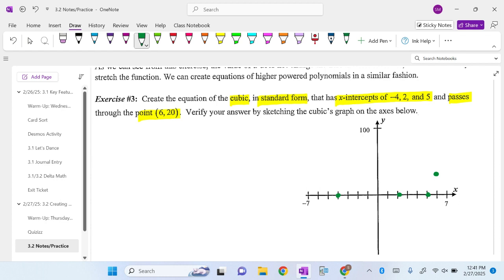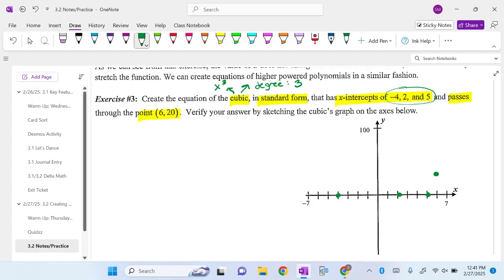Now, I'm not going to sketch my graph just yet because I need to know some things. First off, what's the degree of a cubic function? 3. Why do you think it's 3? What does a cubic function typically contain? An x cubed. Good. So a cubic function typically contains an x cubed somewhere in it. That means its highest exponent is 3, so its degree is 3. That's why we have 3 roots. And it passes through the point (6, 20).